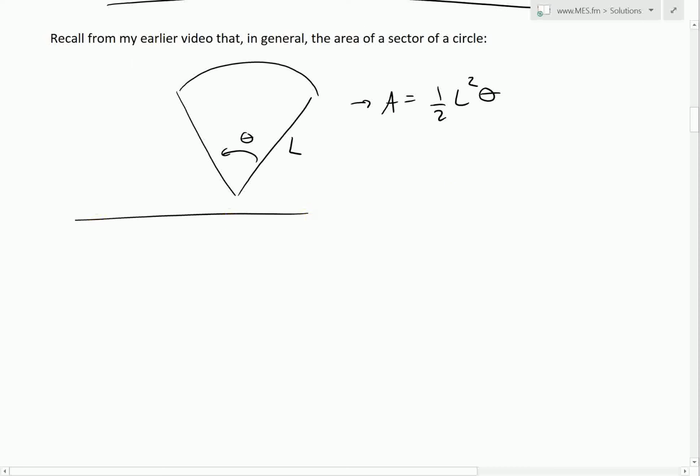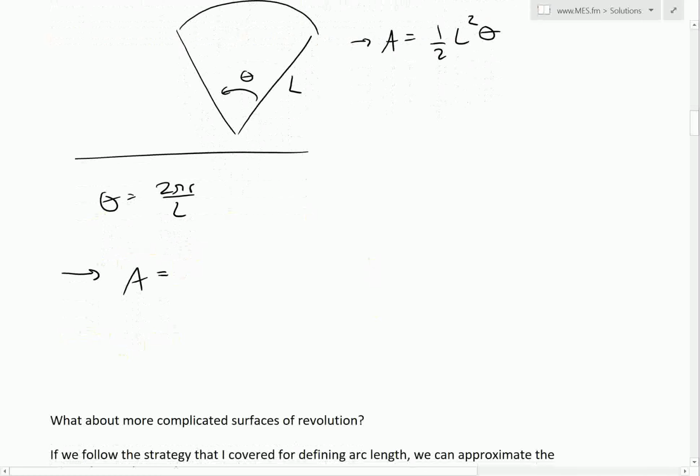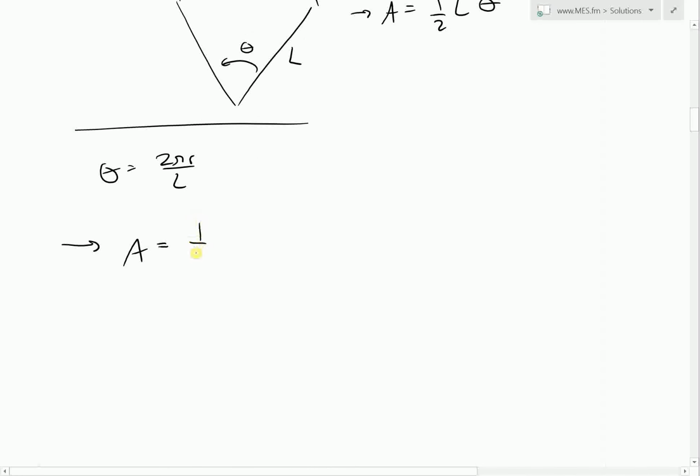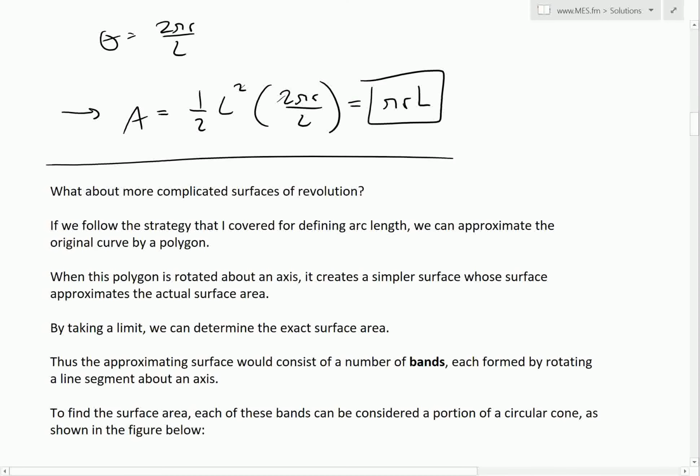So in our case, theta is equal to 2 pi r divided by L. So the surface area of the cone is simply 1/2, then L squared, and then the central angle 2 pi r over L. And this equals, the 2's cancel, the L's cancel, and this just equals pi r L. And I'll just circle that.